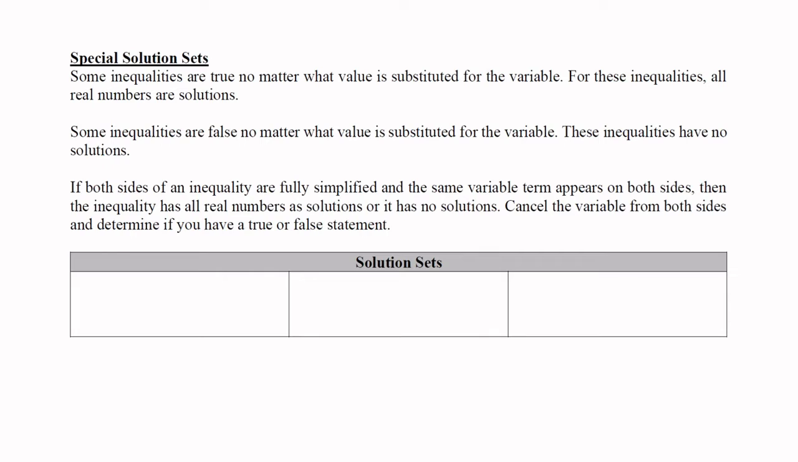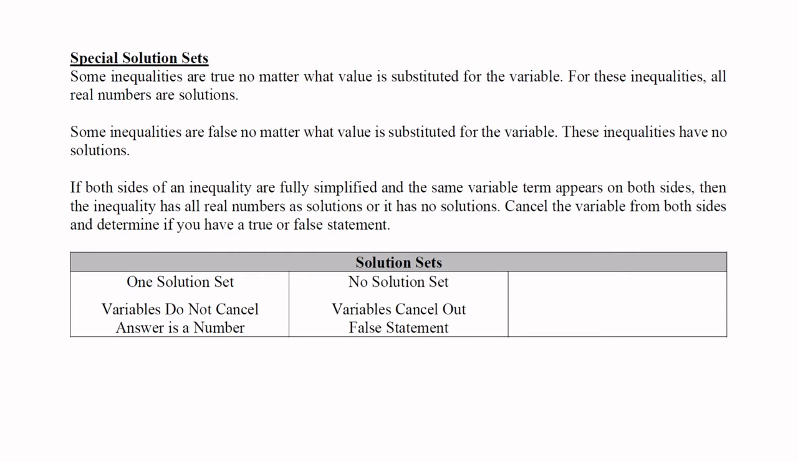So let's take a look at the solution sets. If you have a variable as part of your answer, then you have one solution set. But if the variables cancel and you have a false statement, you have no solution set. And if you have the variables cancel out and you have a true statement, then your solution is all real numbers.